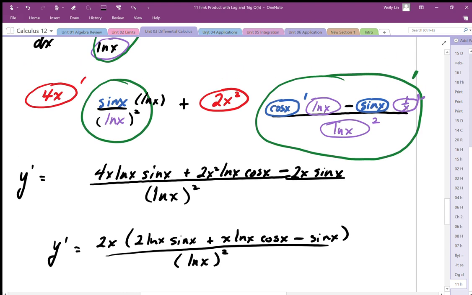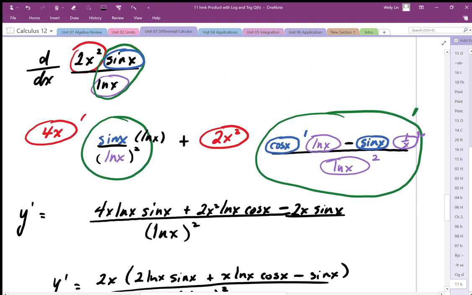Up here, the way I showed it this time was showing the product rule of the product of the red times green, and when I'm differentiating the green, I'm applying the quotient rule here.